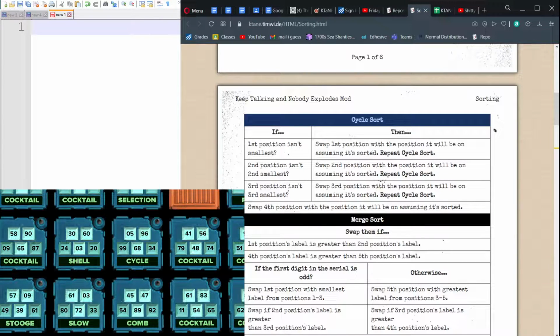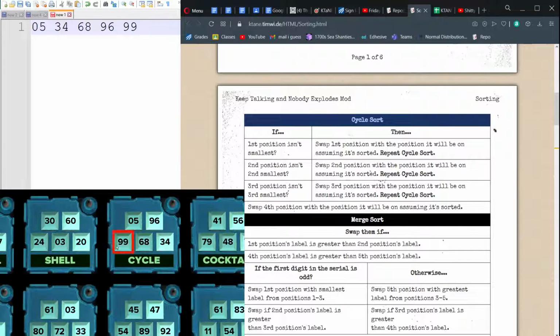Okay, so the correct order for this is 5, 34, 68, 96, and 99. So what you do, again, you start in the leftmost position, and then if it's not the lowest, you put it in the spot that it would be if it was sorted correctly. So 99 would go in the 5th spot because it is the highest. And then again, we compare the leftmost spot that is unsorted, which is still 1. So 34, assuming it's sorted, will go here.